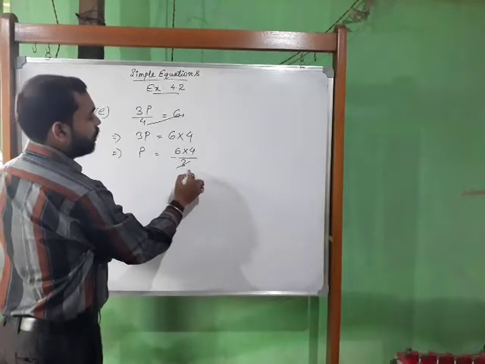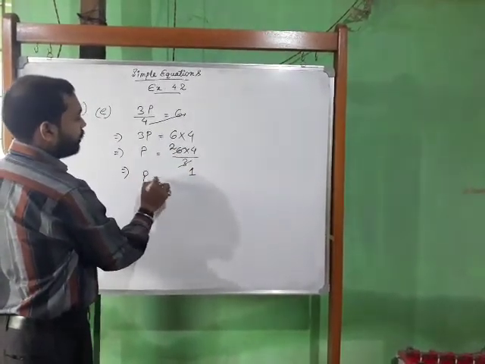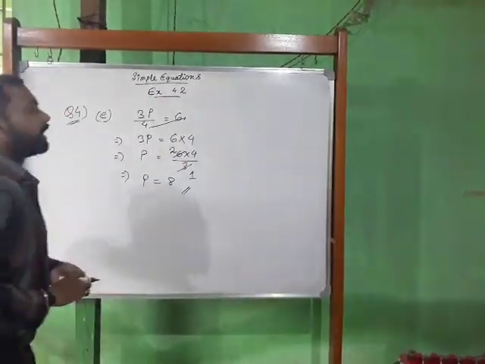Now you can reduce it, 3 1s are 3, 3 2s are 6. So what will be the value of p? p equal to 4 into 2 equal to 8. Okay, so this is our required answer.